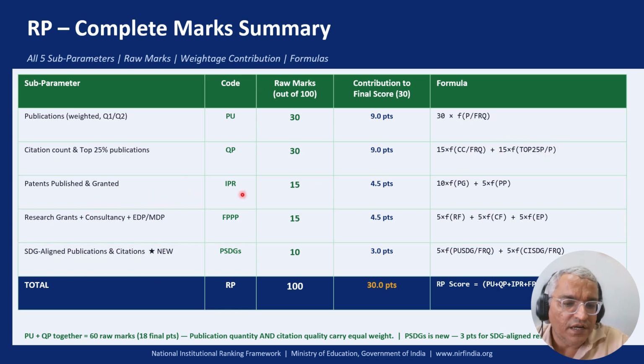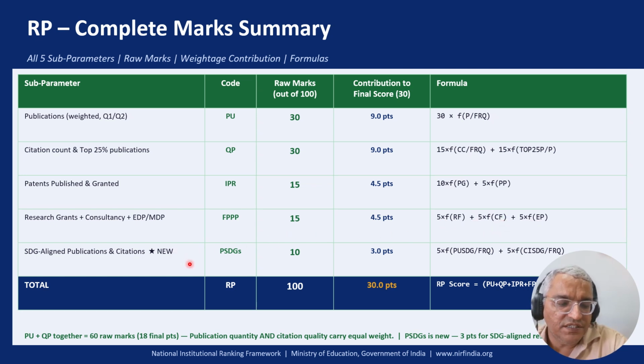Patents published and granted has 15 marks. You multiply by 0.3, it gets converted into 4.5 points out of 100. 10 marks is for patents granted and 5 is for patents published. Research grants, consultancy, and executive development programs are three parts, which again has 15 marks. You apply the weightage, it gets converted to 4.5 points. Grants, consultancy, and executive development programs each carry 5 marks weightage.